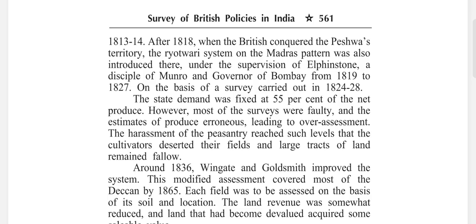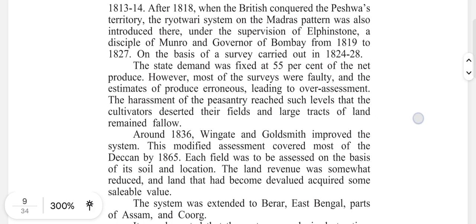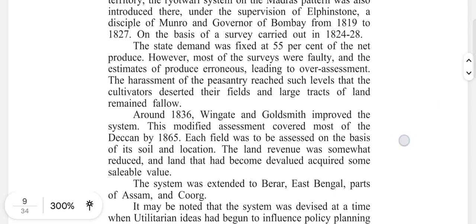The harassment of the peasantry reached such levels that the cultivators deserted their fields and large tracts of land remained fallow. Around 1836, Wingate and Goldsmith improved the system. This modified assessment covered most of the Deccan by 1865. Each field was to be assessed on the basis of its soil and location. The land revenue was somewhat reduced, and land that had become devalued acquired some saleable value.